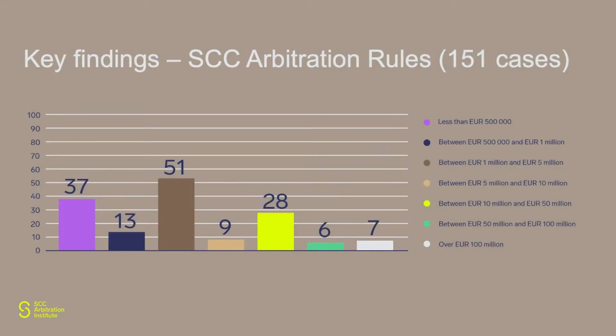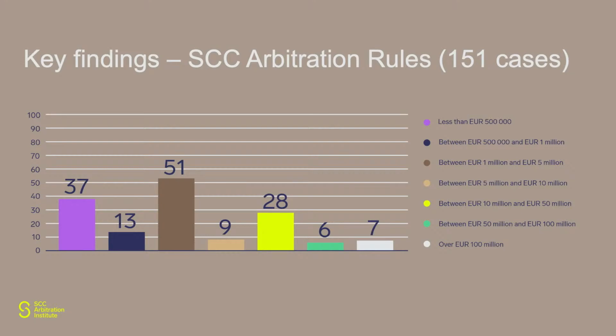And if we look now to some of the key findings from this 2024 report, we can see that amongst the cases from this period, we have 37 cases in which the amount in dispute was less than 500,000 euros, and then 13 between 500,000 euros and 1 million. 51 jumping up to between 1 million euros and 5 million euros, and then 9 cases of a disputed value of between 5 million and 10 million, 28 between 10 and 50 million euros, and between 50 million and 100 million euros, there were 6 cases in total.